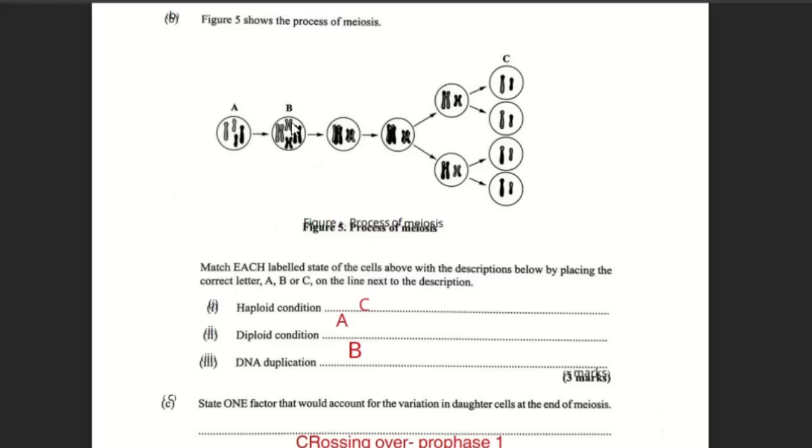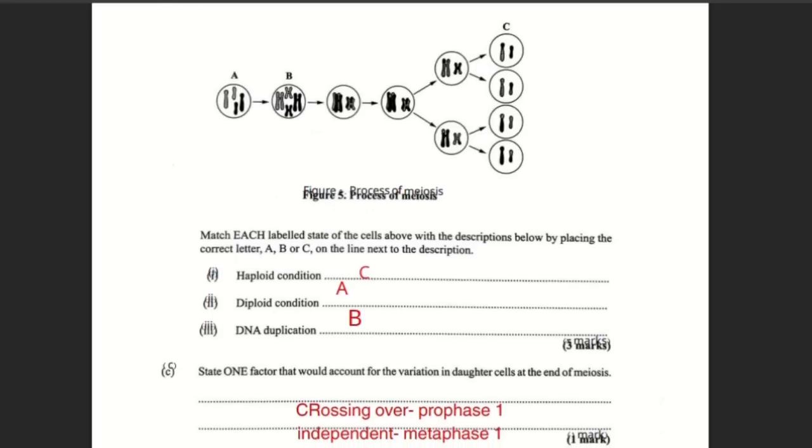And in here, common sense would tell you that you literally see the cell divide. You start off with four, and now all of them have appeared. So you can use common sense and say, okay, DNA duplication took place right here. So haploid is C, diploid is A, and B is DNA replication.